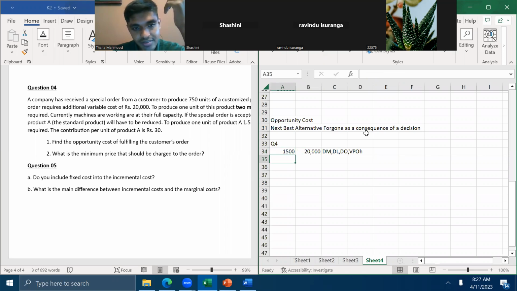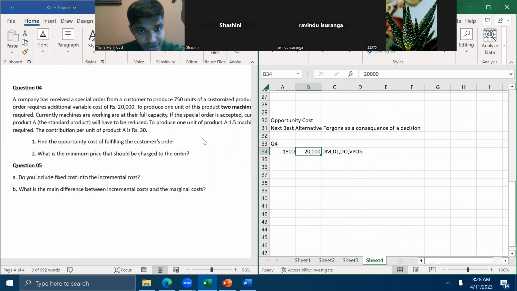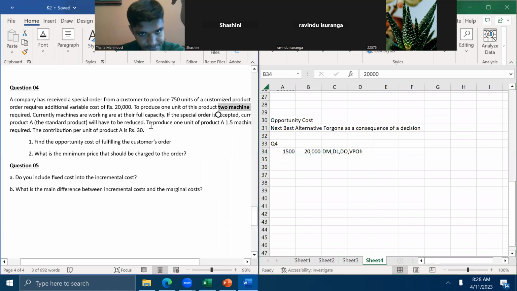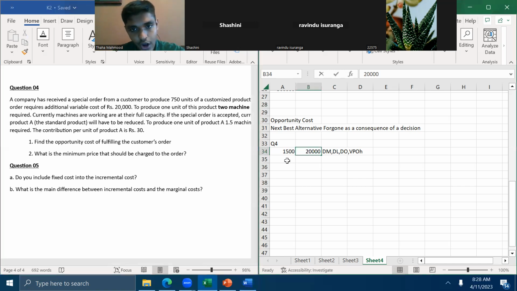මේ 1,500 hours මේ අලුත් product එක හදන්න වැය කරන හින්දා we are foregoing every 1.5 hours, for every 1.5 hours 30 rupees. Because every 1.5 hours we can produce 1 unit of A. So for every 1.5 hours we are foregoing 30 rupees. So how many units of A in total? Let's see, we are foregoing 1,500 divided by 1.5.